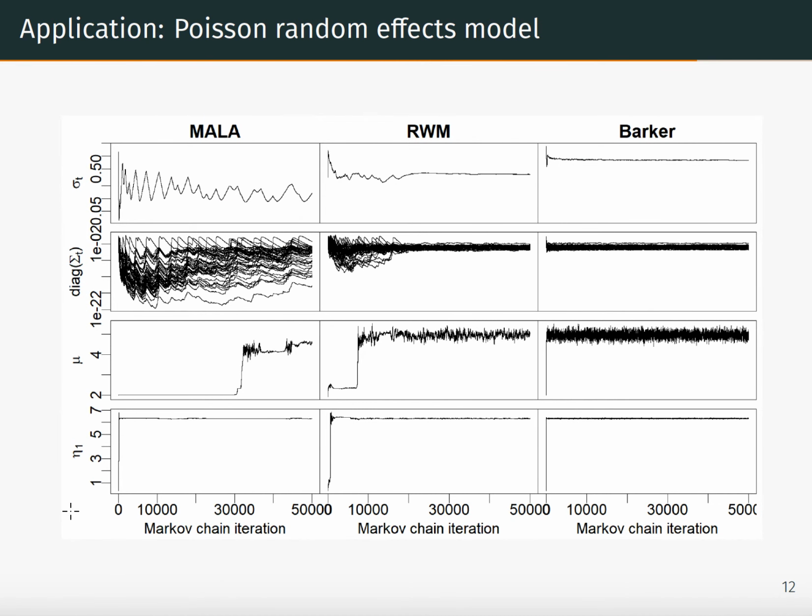Just a quick example to give you a flavor of what's going on. This is a Poisson random effects model, and we're comparing MALA, random walk, and Barker. If you just look at the bottom 2 trace plots here, these are trace plots telling you about the performance of 2 of the parameters that we're trying to fit. And you can see that Barker seems to be doing a better job of fitting this model than random walk and MALA.